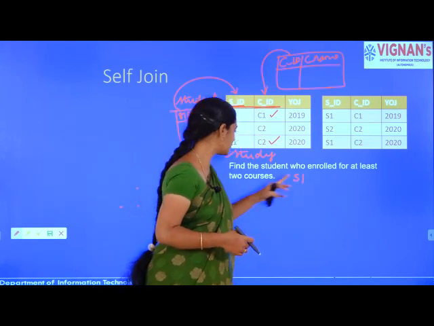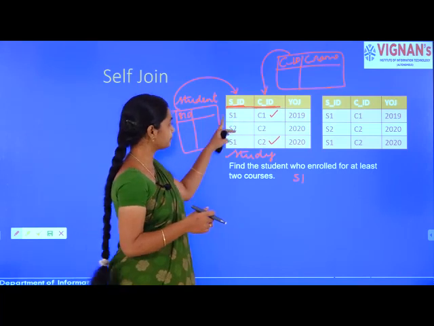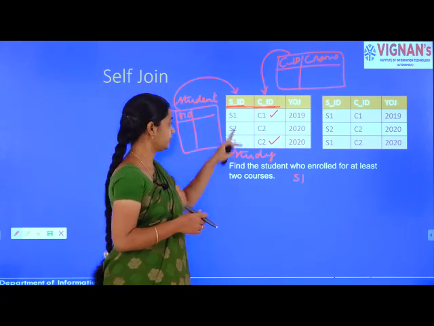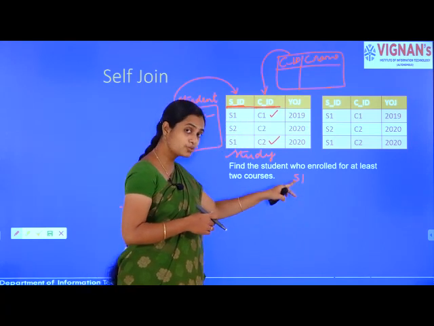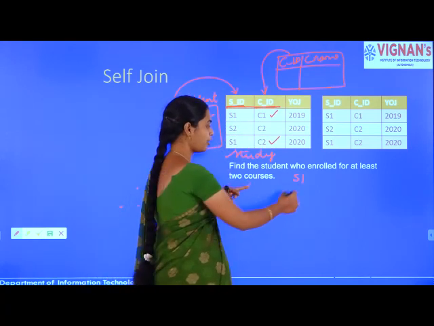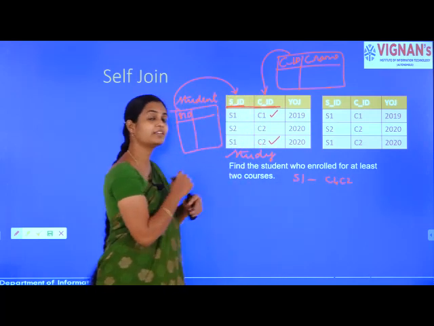Okay, what is the meaning of at least 2 courses? 2 or more than 2. So here, who are all the students here? So we have only one student. Student 1 who has enrolled for C1 and C2. Now how do we write the query?